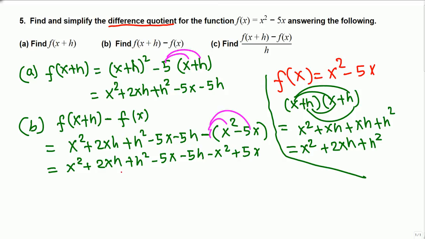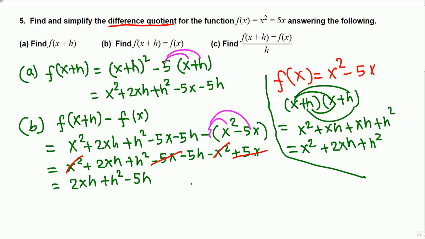Let's simplify. Negative x squared and positive x squared cancel, negative 5x and positive 5x cancel, then we have 2xh plus h squared minus 5h. Okay, that's part B. All three are unlike terms.